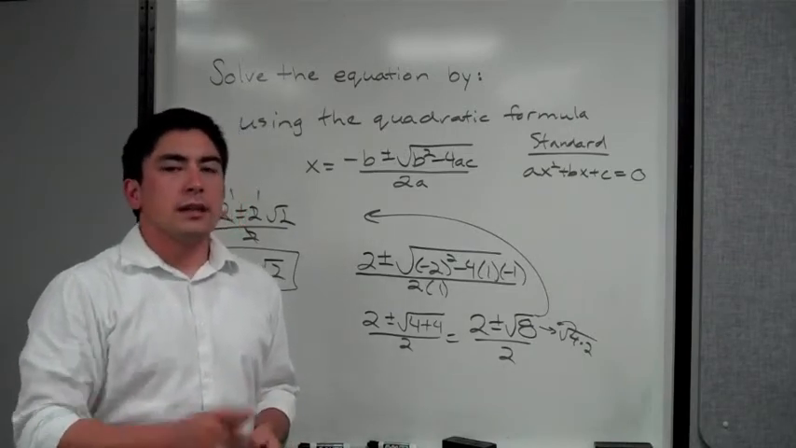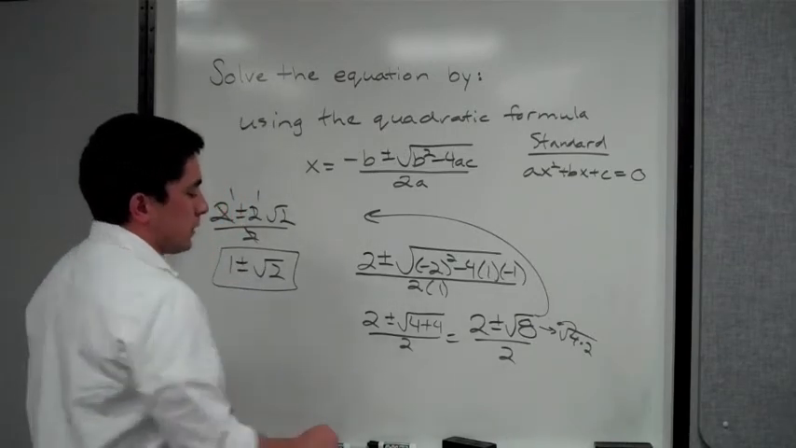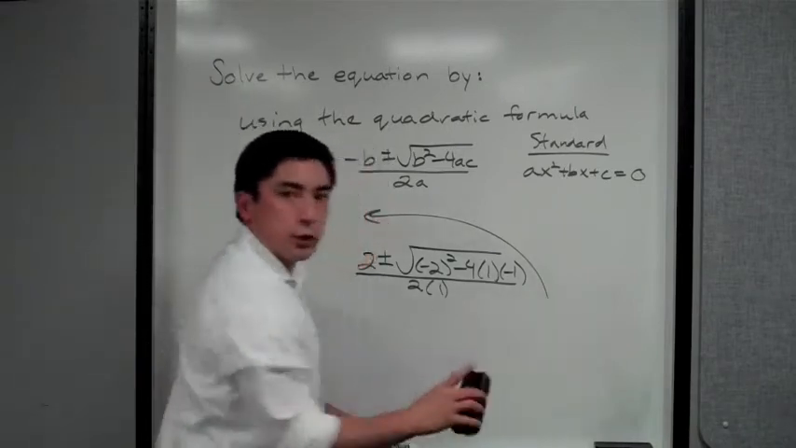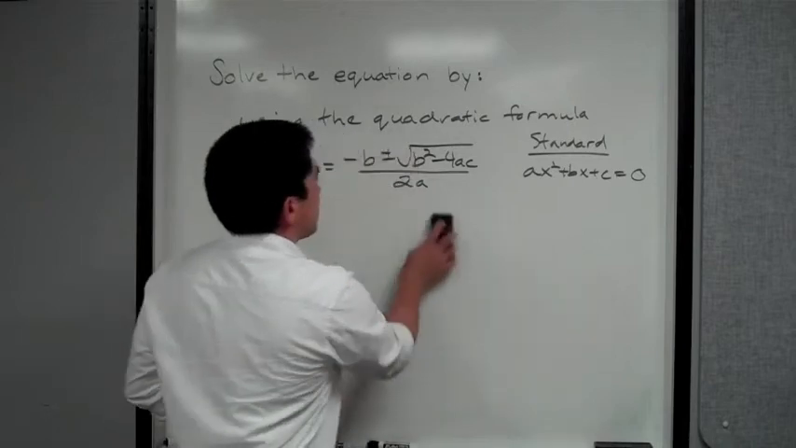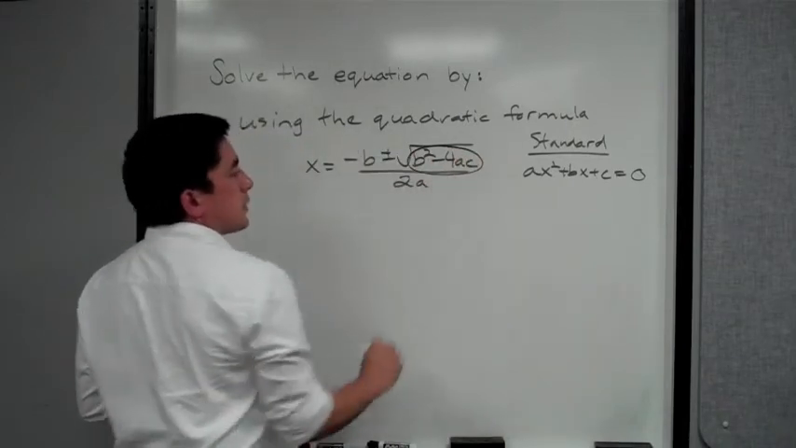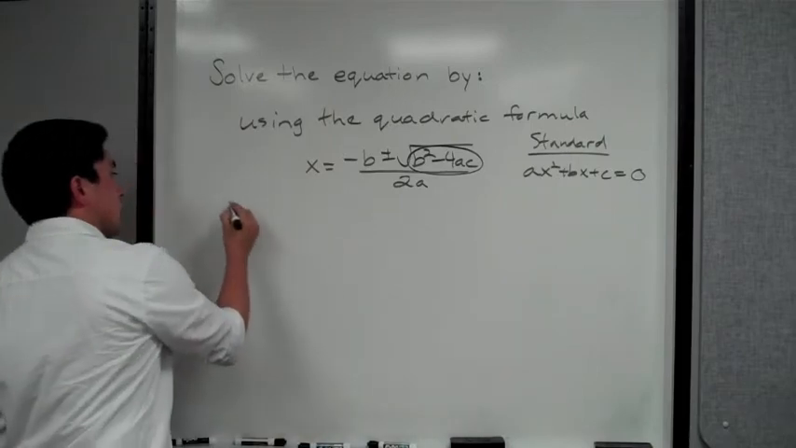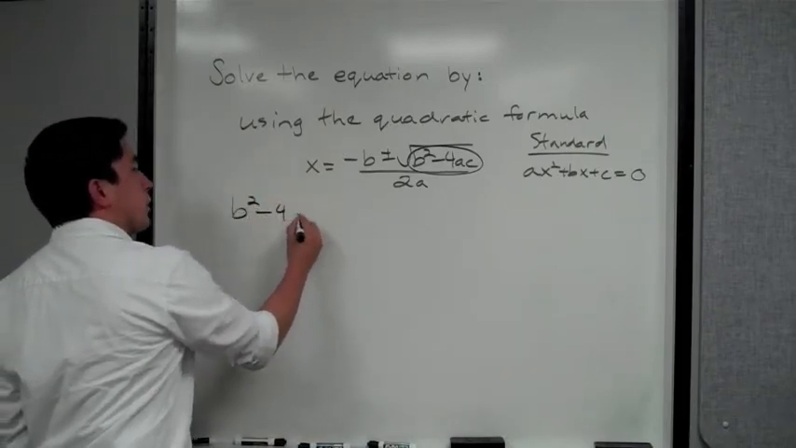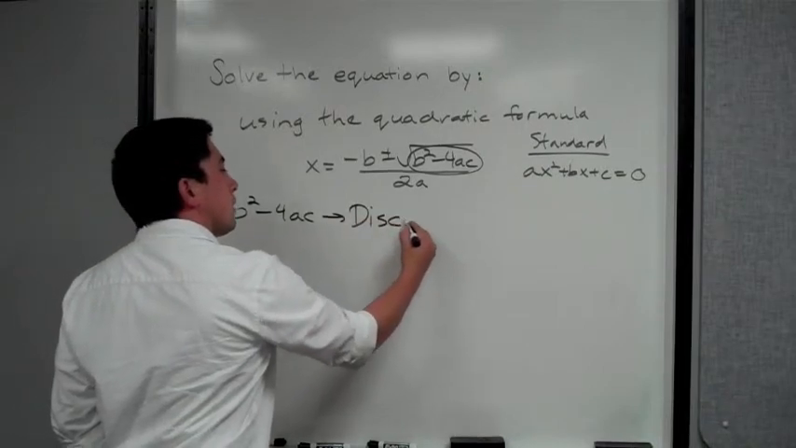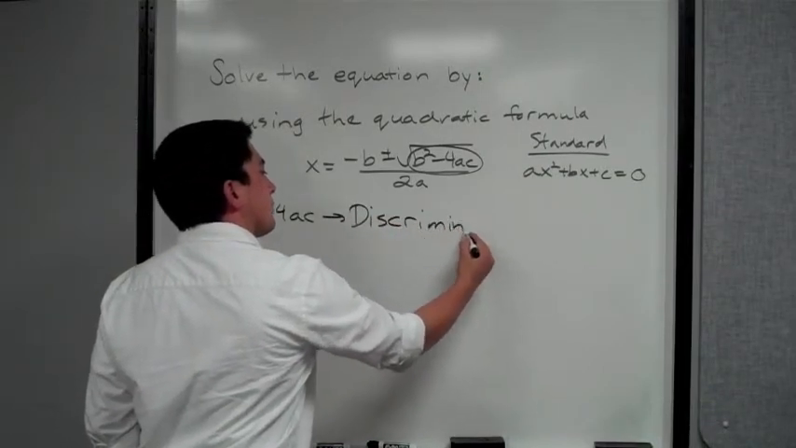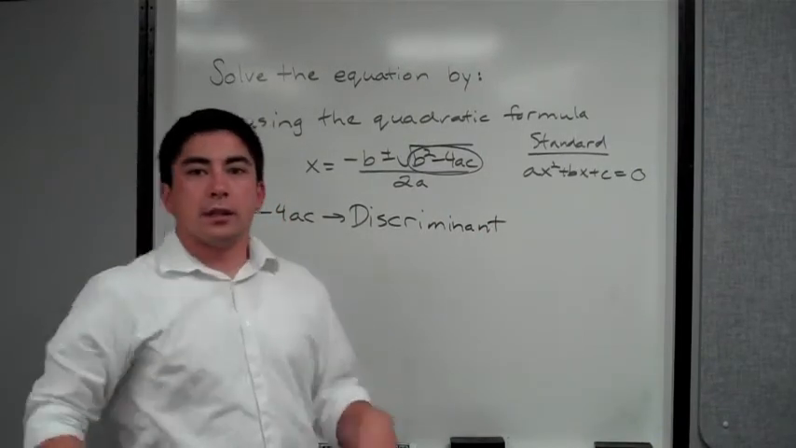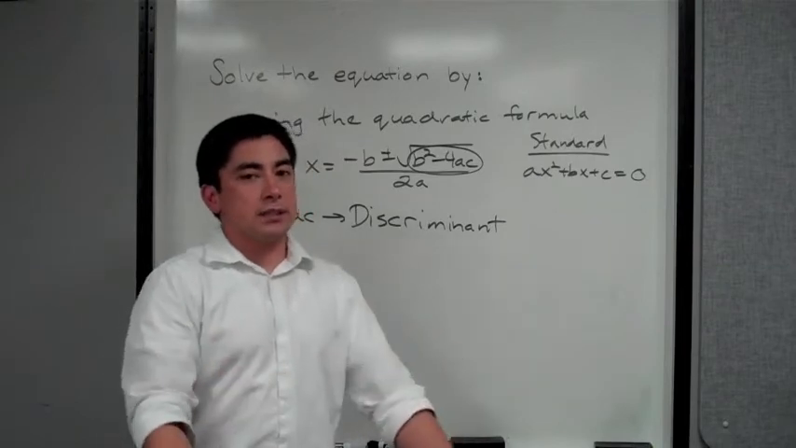Alright? Now there's something specific about the quadratic formula that we also talked about, and that's called the discriminant. Okay? The discriminant is this section right here. The b squared minus 4ac, b squared minus 4ac. This is what we call the discriminant. Okay? Now what's the point of a discriminant? The discriminant will tell us how many solutions there are.